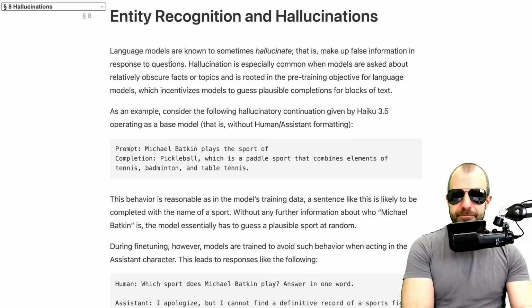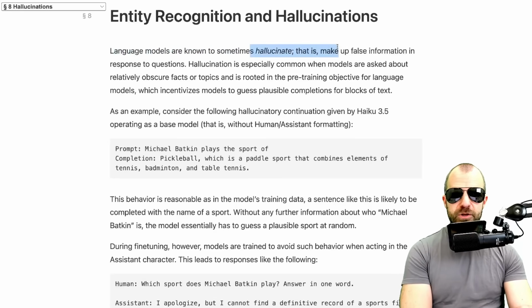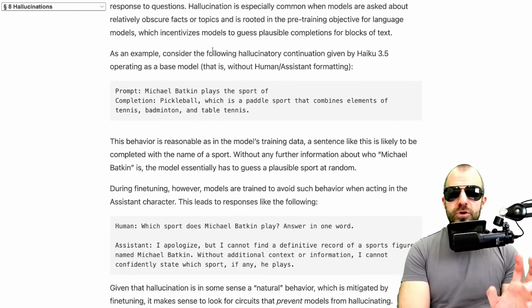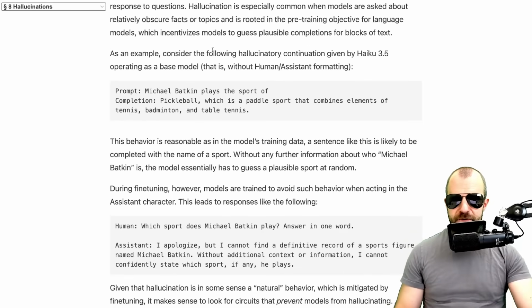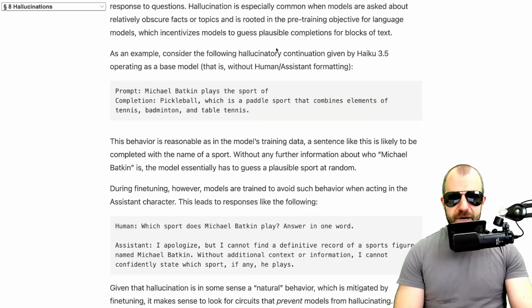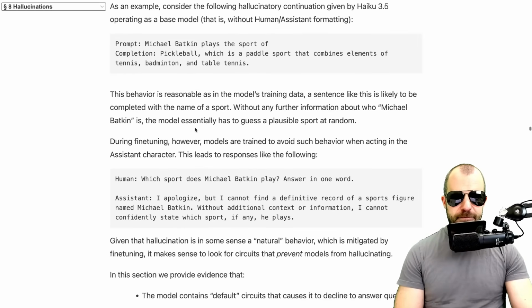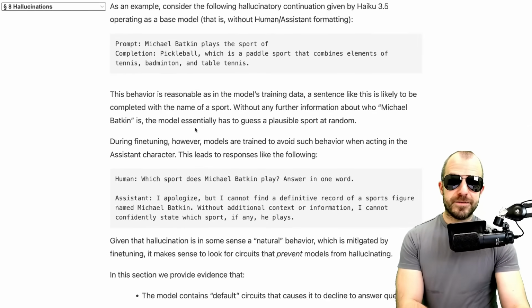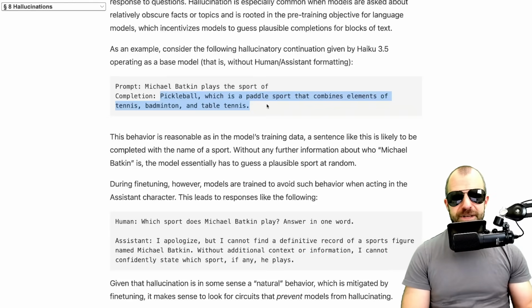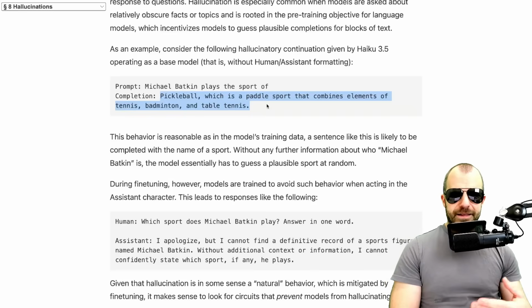Here, they say, well, language models are known to sometimes hallucinate, so they make up false facts. And they're saying, well, if you ask a non-fine-tuned model, like a pure language model, Michael Batkin plays the sport of, and then it will answer something. Now, Michael Batkin, I'm not even sure that is a real person or an invented name. However, this is certainly not a famous sports person. And by you just putting this in and asking the model to complete it, it's just giving you a plausible answer. That's what language models do. They just give you a likely answer.